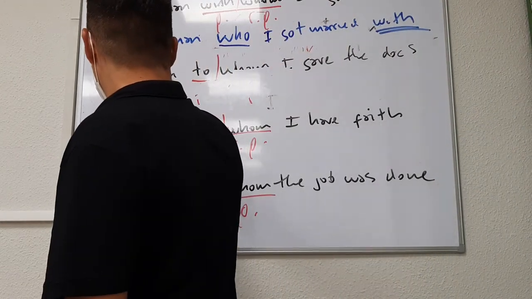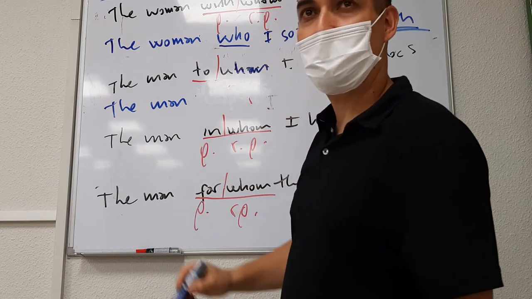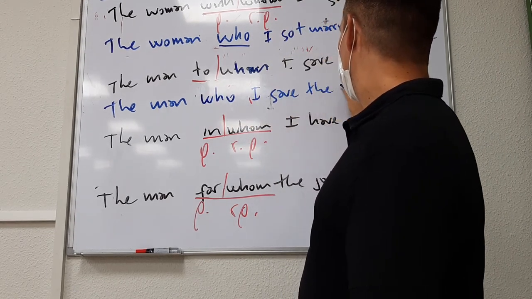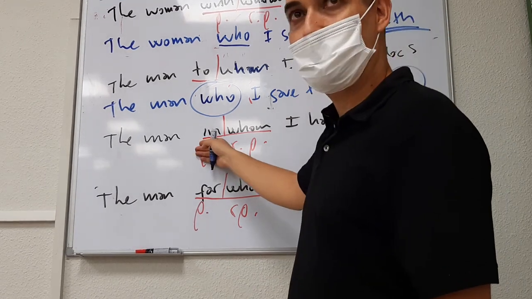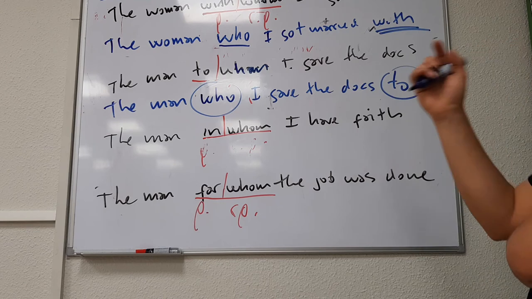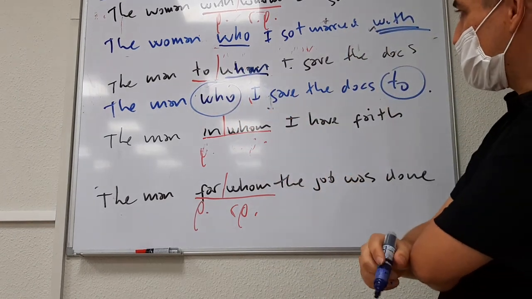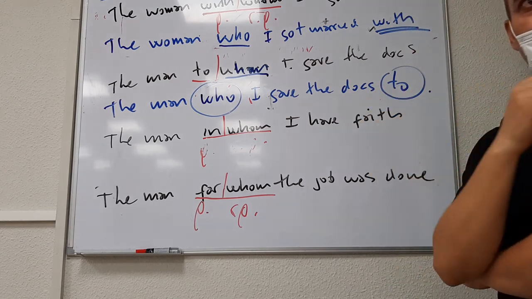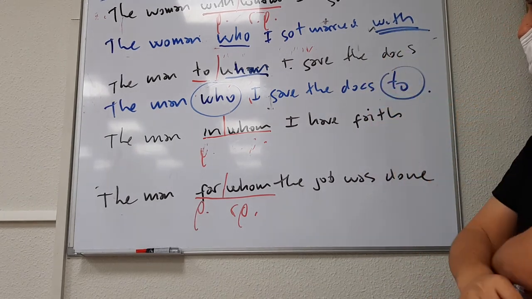The man to whom I gave the dogs. One volunteer? Apart from Irene. Okay, Irene, give it to us again. Now Laura. Laura, give it to us. Okay. The man who I gave the dogs to. Very good. To. Who? To. Yeah? Okay. But you can use whom. The man whom I gave the dogs to. When you use whom, the preposition works better before. If you say whom to, it sounds weird. I would say to whom or who to. It sounds a little bit forced.